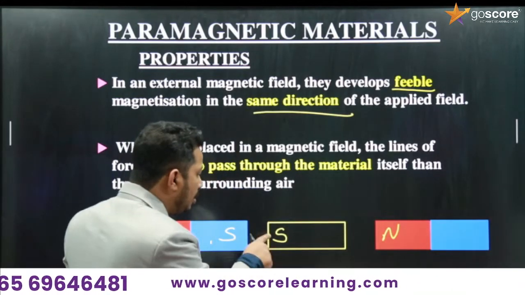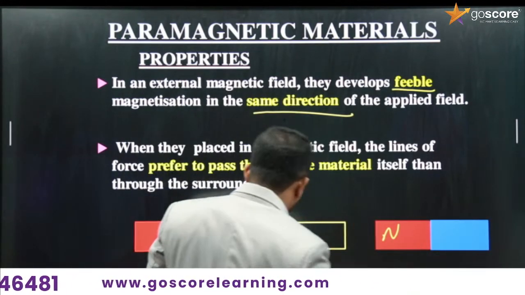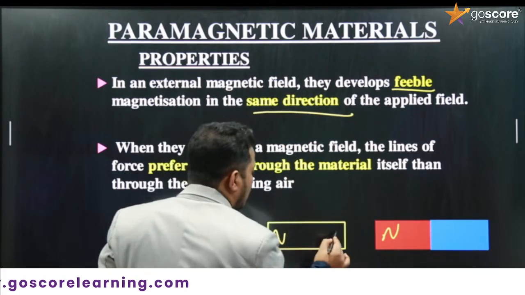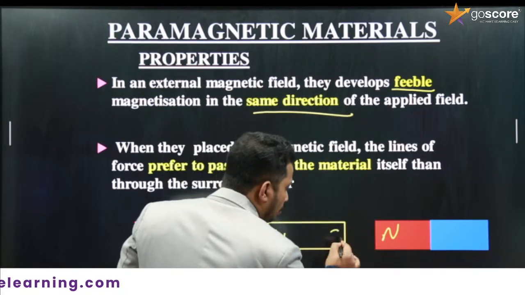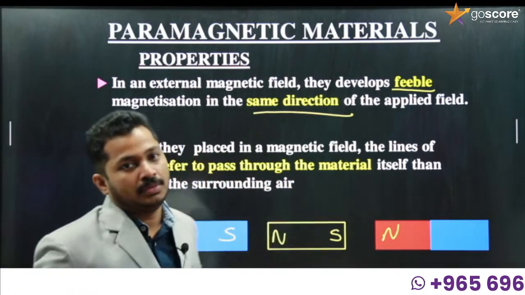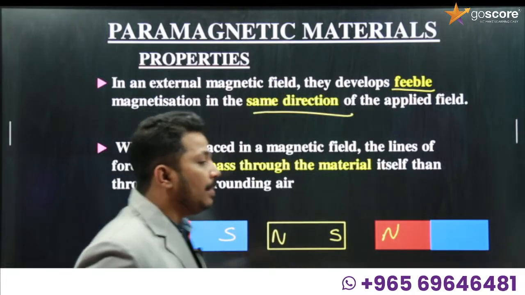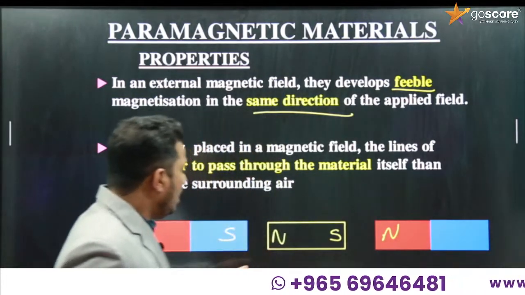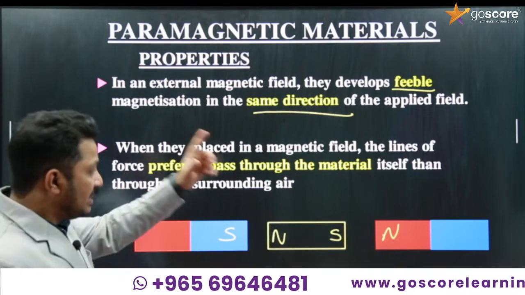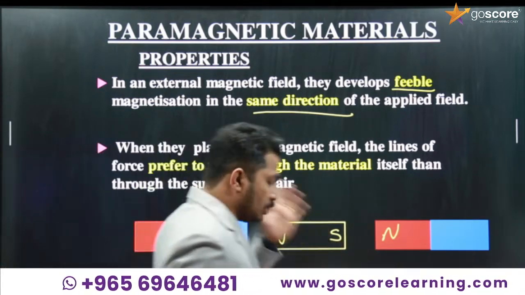Same means it should induce north pole here. So, same direction: north pole here, and here it will be south pole. So this is the same directional magnetization. Magnetization developed in the same direction. Okay, so they will form feeble magnetization in the same direction, north pole here and south pole here.